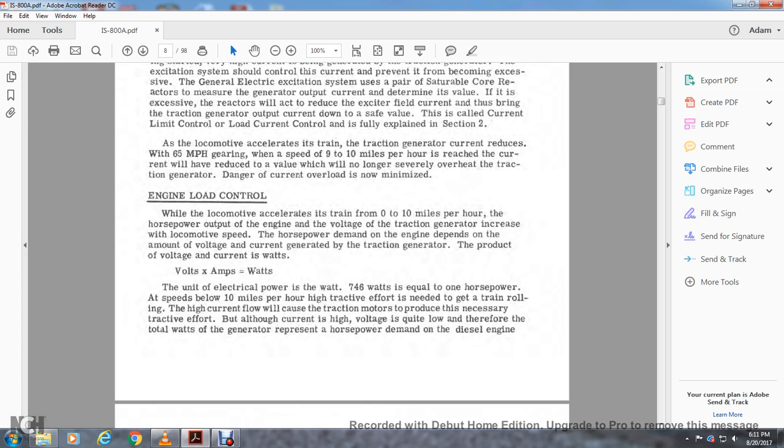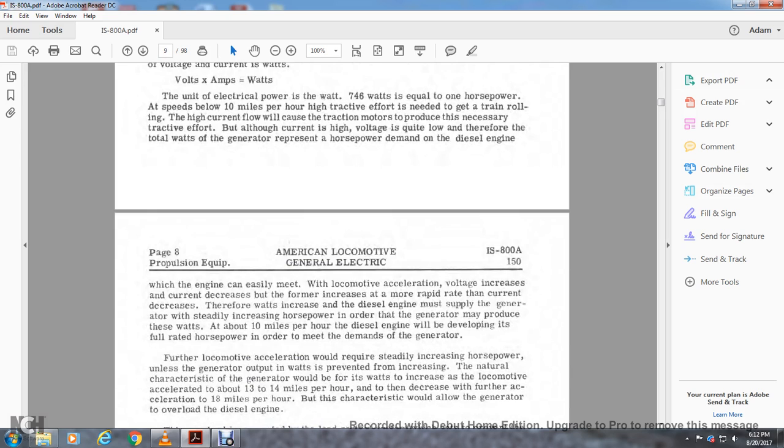At a speed of 10 miles per hour, a high tractive effort is needed with the train rolling, and the higher current will cause the traction motors to produce the necessary tractive effort. But although the current is high, the voltage is quite low. Therefore, the total watts of the generator, which represent the horsepower demanded on the diesel engine, can easily be met by the engine. As the locomotive accelerates, voltage increases and current decreases, and the voltage increases at a more rapid rate than current decreases. The watts the diesel engine must supply to the generator are steadily increasing, so the horsepower must steadily increase to produce these watts.